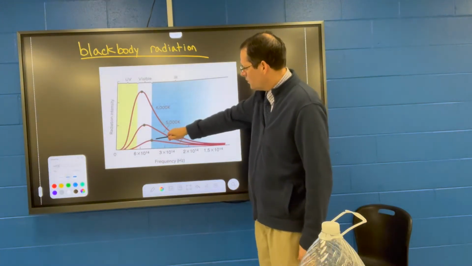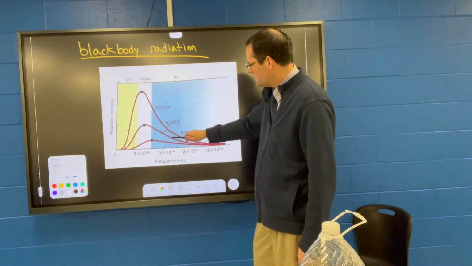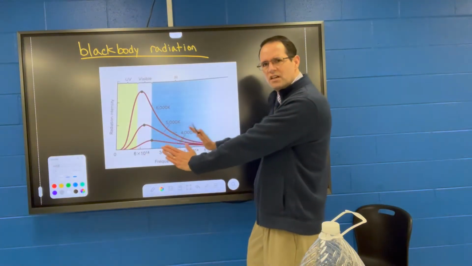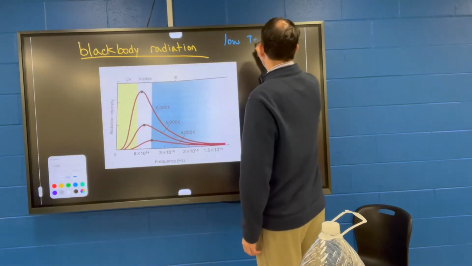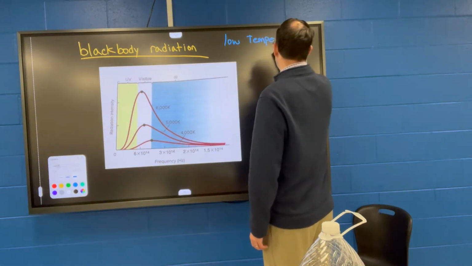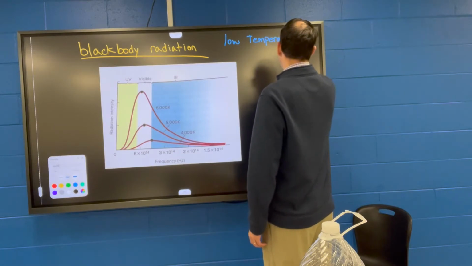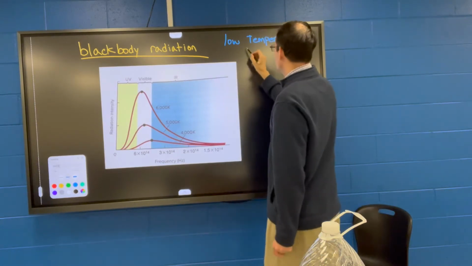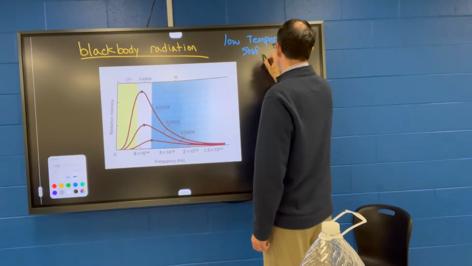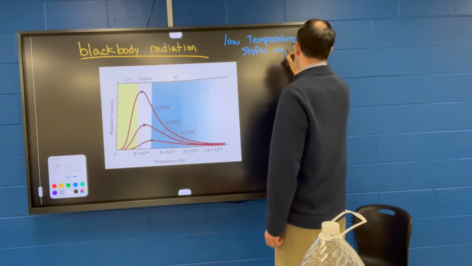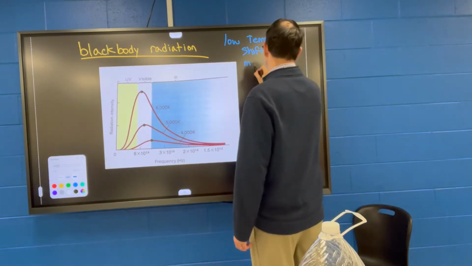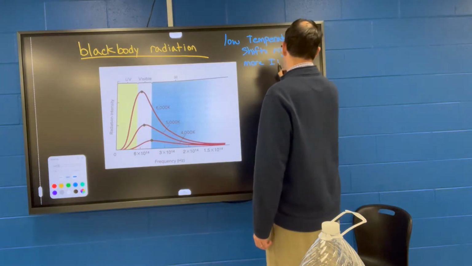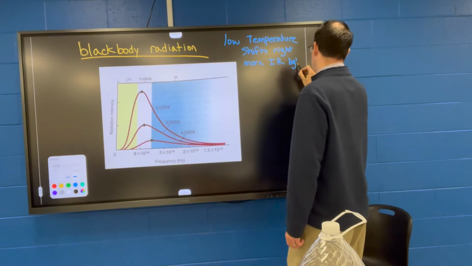If we have a lower temperature, okay, that's 4,000 Kelvin, you can see how this curve shifts to the right, okay? So lower temperature, this curve is going to shift to the right, and that means it emits more infrared radiation. I'm just going to call it IR light.